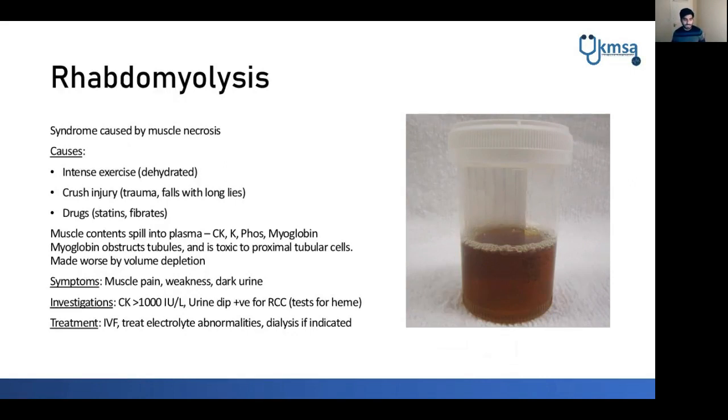Someone, for example, is taking a statin. You do a CK, it's through the roof, and the urine dip is positive for red cells. But note that the urine dip is testing for heme, so it's thinking that they're red cells, but there's not actually any red cells there, usually speaking. The way to treat is supportive, give them IV fluids, treat whatever abnormalities there, and sometimes you do need to dialyze these patients if it's severe.